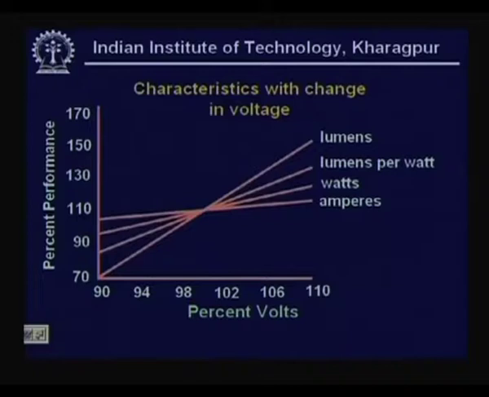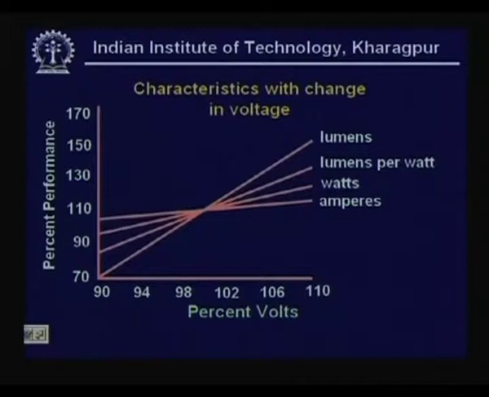There are 4 curves. We have the first curve showing the lumen output, second one lumens per watt, third watts and amperes. As you can see, lumens per watt does increase, but what is not shown in this curve, as you can see, the point of intersection is corresponding to 100% rated voltage. So, the only thing that is not shown is the percent life, which we will look at in the next figure.